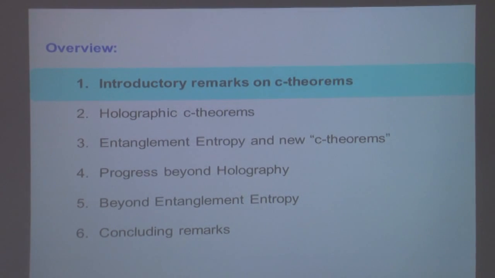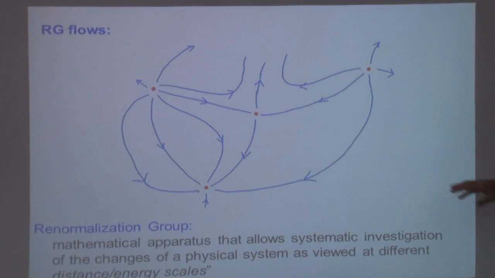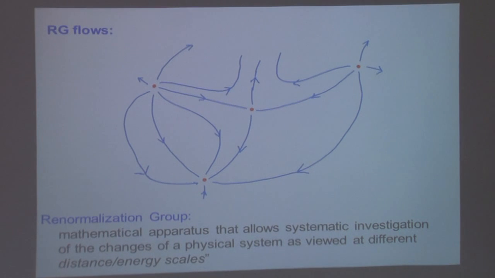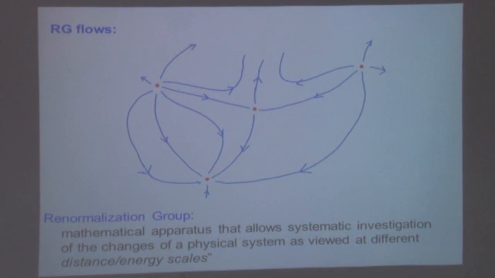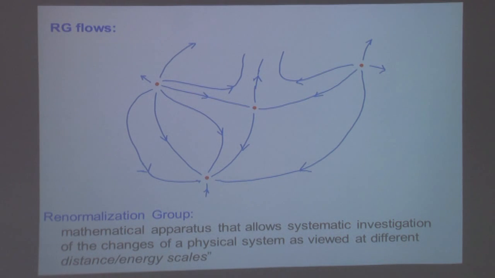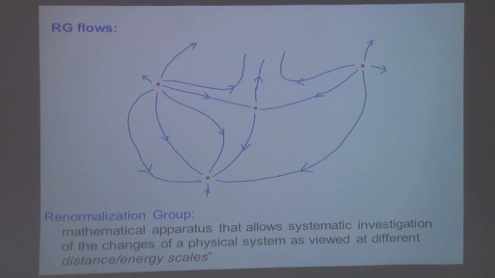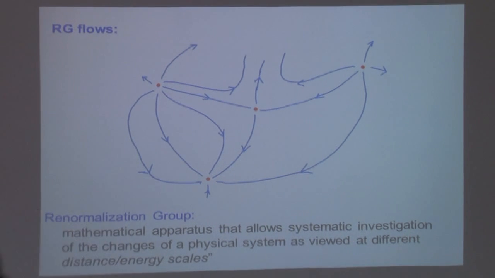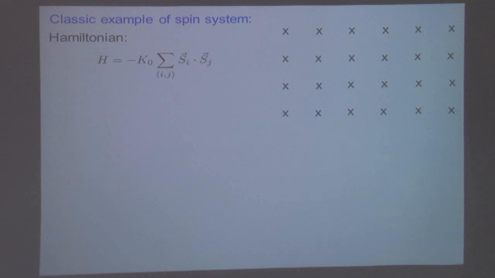So let's get started. All of this has to do with renormalization group flows. And so in my colloquium, I drew pictures like this. I stole that from the colloquium slides, and I had a definition here. The renormalization group is a mathematical apparatus that allows the systematic investigation of changes of a physical system as viewed at different distance and energy scales. So since that's the bedrock of what we're talking about, I just wanted to make sure that I give you a flavor for what that picture actually represents. I'm not exactly sure what the background of everyone is, but I wanted to make sure that you can follow along at least part of the talk.